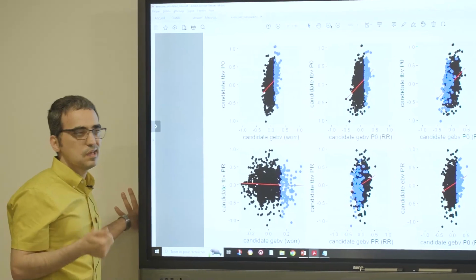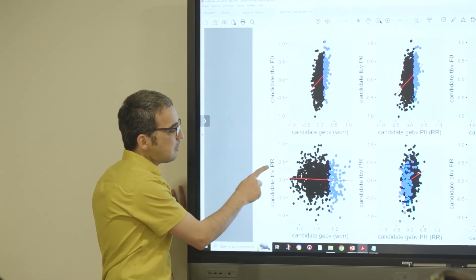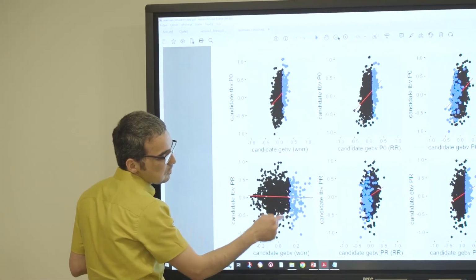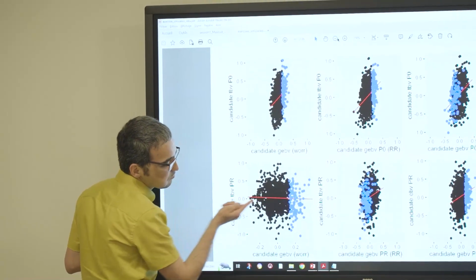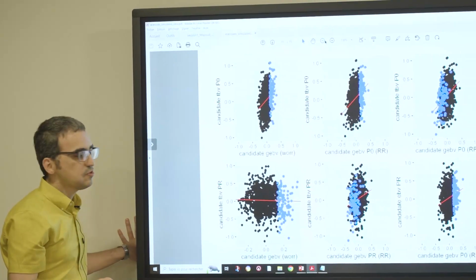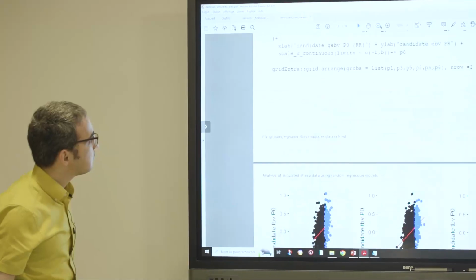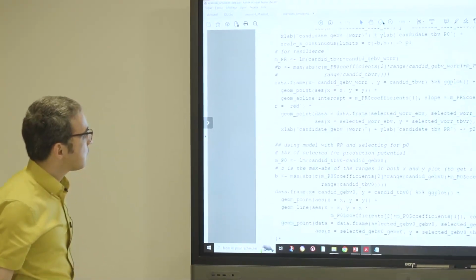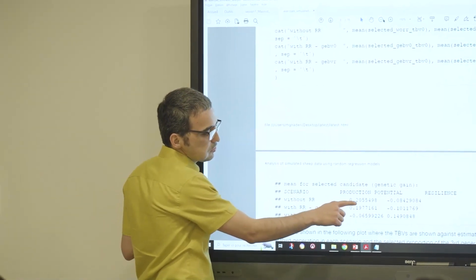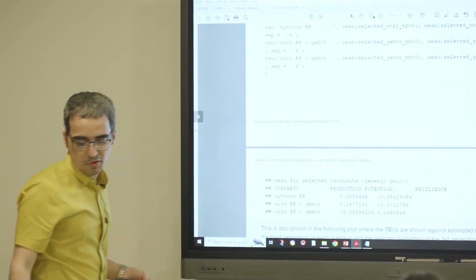And this means that I'm gaining in production potential, P0. But for resilience, the majority of the blue lines are below this line of 0, which means that I'm most likely reducing resilience. And actually, it is true. If we look at the quantitative numbers for this, we will see that we are increasing the production potential by 0.2, but we are reducing resilience by 0.08.